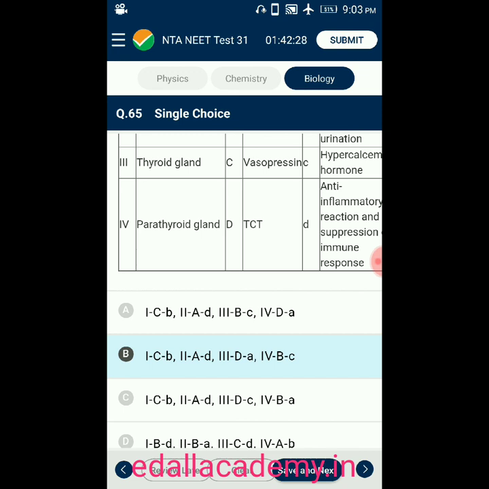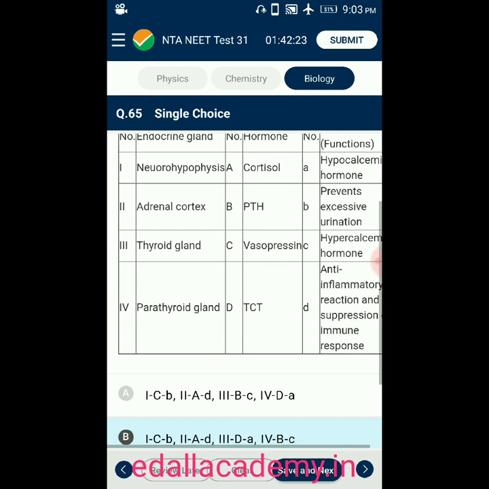1 is matching with C and B. Second is matching with A, D. Third is matching with D and A. Fourth is matching with B and C. So, the correct option is B.